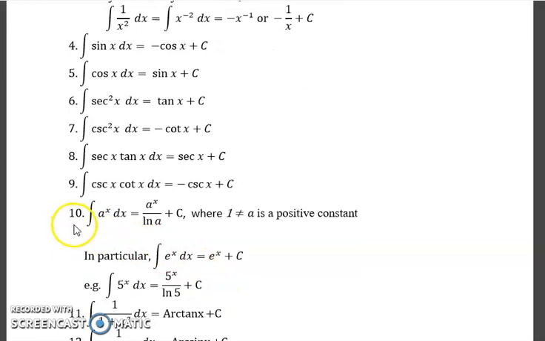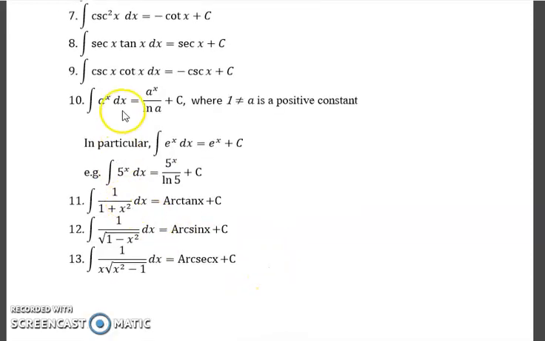Formula 10 is the integral of an exponential function. Again, ln of a is a constant. In particular, when a is e, the integral of e to the x would be itself, because ln of e is 1. Just to illustrate the formula, the integral of 5 to the x with respect to x would be itself over ln of 5, which is the base.